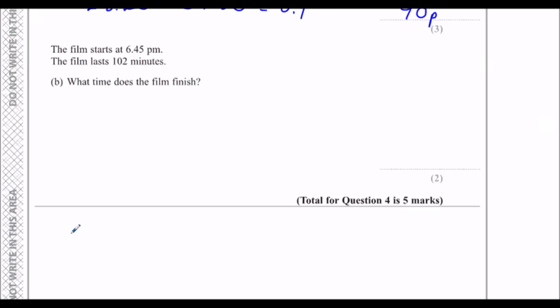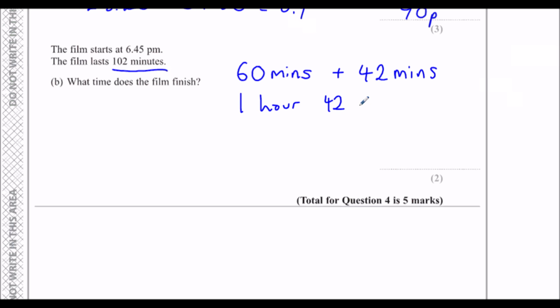The film starts at 6:45. The film lasts for 102 minutes. What time does the film finish? So if you've got 102 minutes, every 60 minutes is 1 hour. So you've got 102 minutes is 60 minutes. And then 102 take away 60 is 42. So plus 42 minutes. So that's 1 hour and 42 minutes.